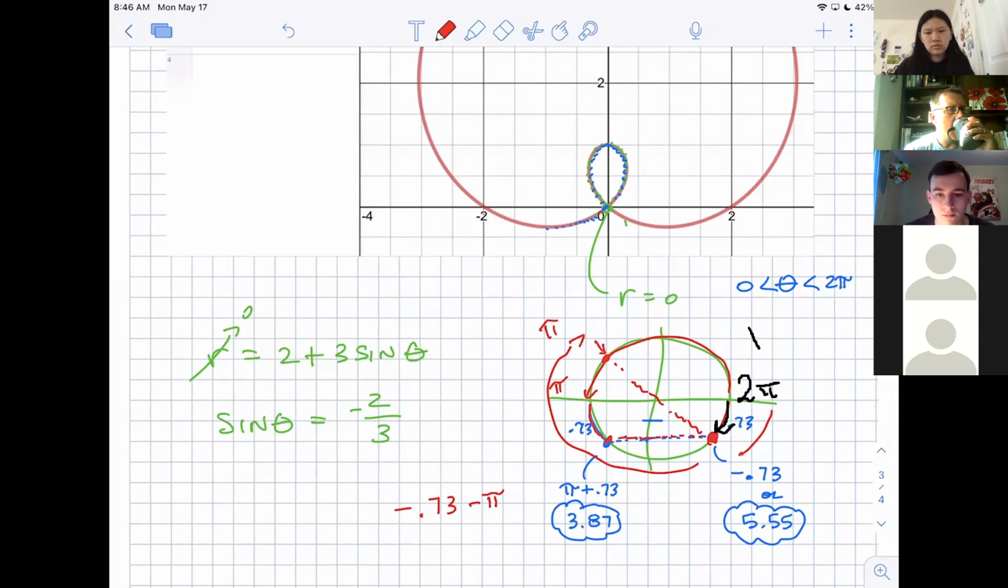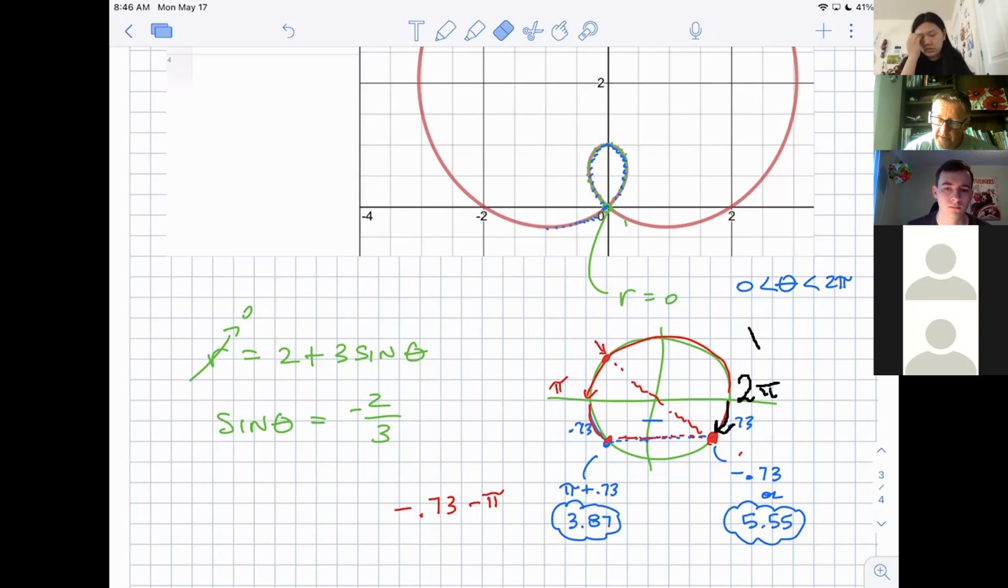Yeah, that was kind of what I was saying, because it seemed like you went around multiple times, but I was just thinking go 2 pi and then go back. So it would be 2 pi minus 0.73. Got it. Would that work? You're saying to get the 5.55? Yes, exactly. Would that still give us that? Absolutely. Sorry, I totally misunderstood your question. No, that's fine.